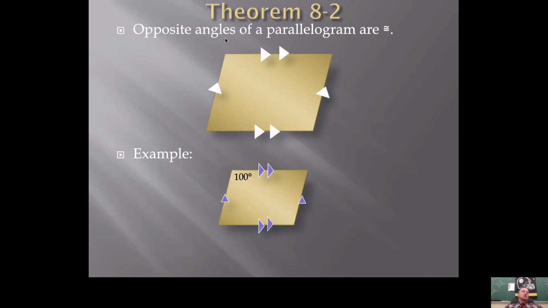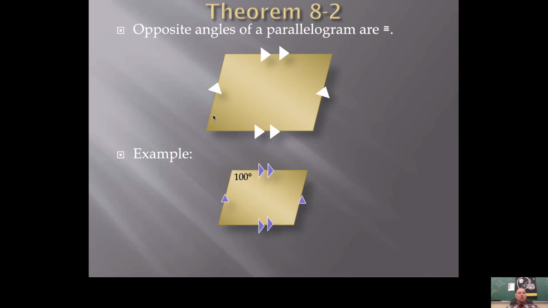This video is for section 8.2. It's on parallelograms. We're going to look at 4 theorems about parallelograms. This is theorem 8.2. So this is the second theorem in chapter 8. It tells you that the opposite angles of a parallelogram are congruent. It's a very simple theorem.